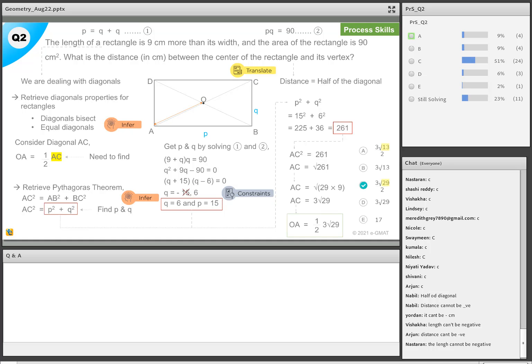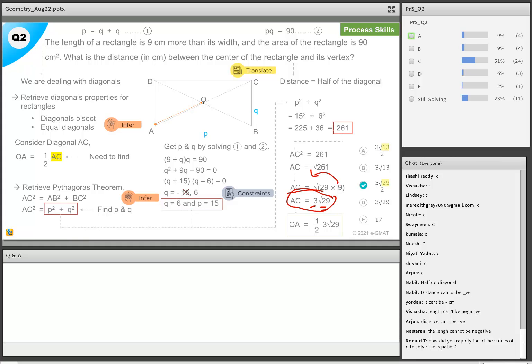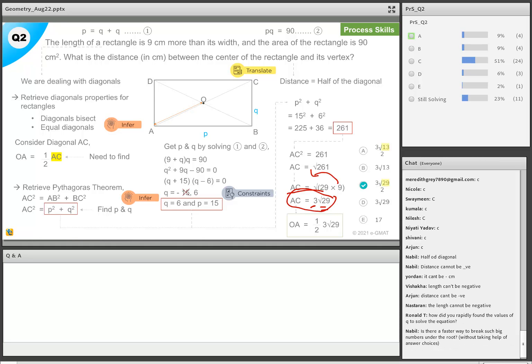Now if 261 is 9 times 29, the value of AC would be root under of 9 times 29. Take the 9 out because this is the perfect square. You get a 3 out of the square root. You have a 29 inside the square root. Now what do we have? We have the value of AC. What did we need to find out? We needed to find out half of this value. So that would be equal to half of 3 times root 29. So that's how we solve this question.